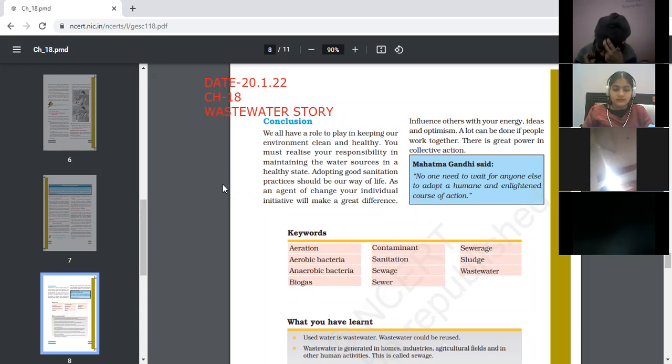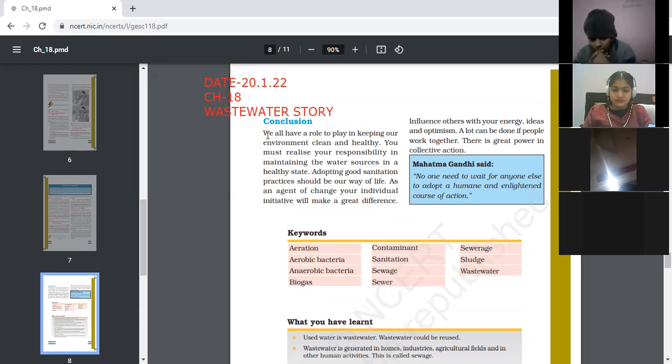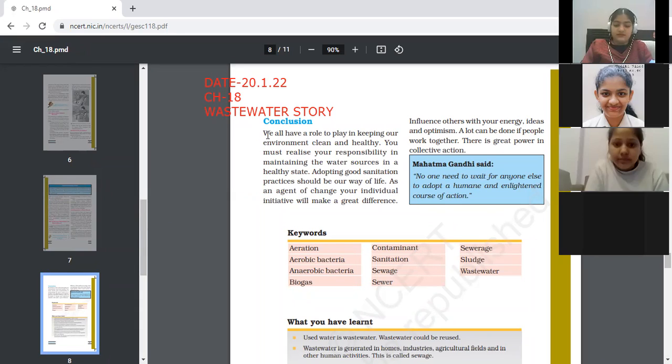Okay. Yes, Nishchay Jain, read the conclusion. Yes, ma'am. We all have a role to play in keeping our environment clean and healthy. You must realize your responsibility in maintaining water sources in a healthy state; adopting good sanitation practices should be our way of life. As an agent of change, your individual initiative will make a great difference. Influence others with your energy, ideas, and optimism.